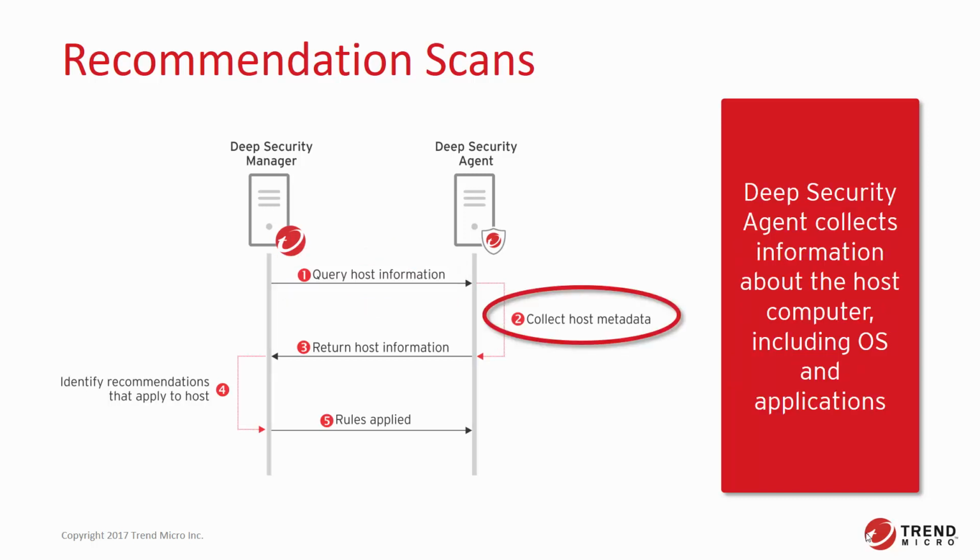Upon receipt of the query request, the Deep Security agent collects information about the host computer for return to Deep Security Manager. Features within the Deep Security agent obtain information for resources including registry entries, running processes, open ports, file system attributes, services, and more. This information includes not only information about the host operating system, but also the applications that are installed on the operating system. This information is used to determine the vulnerabilities that may exist on the host.